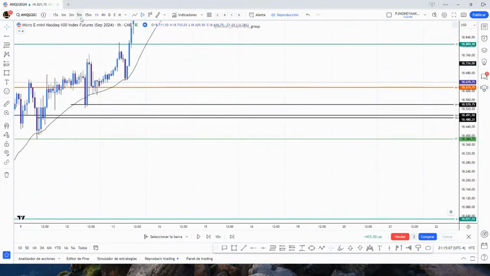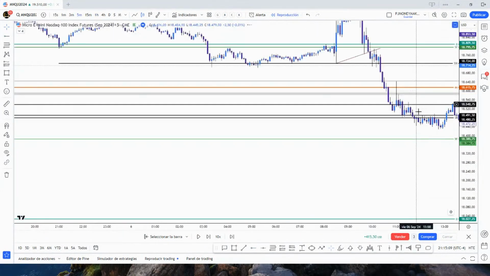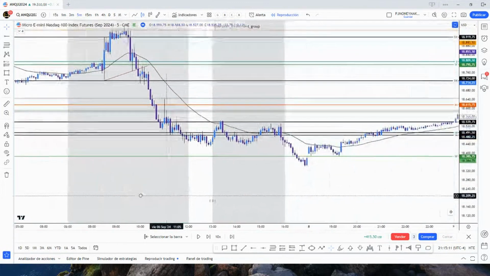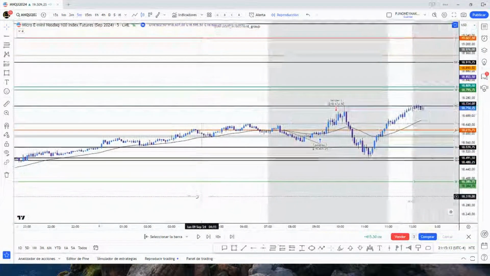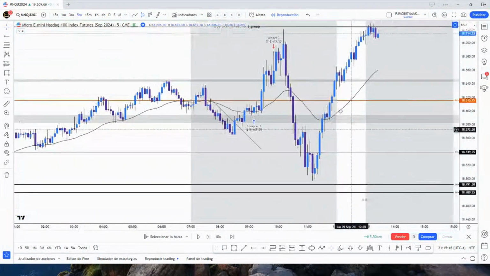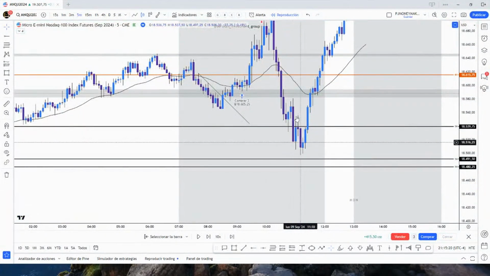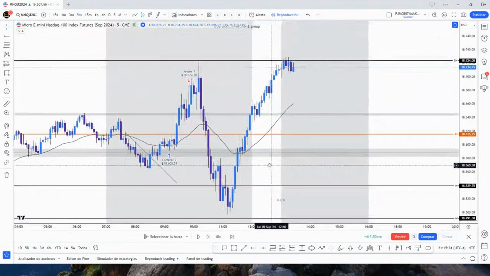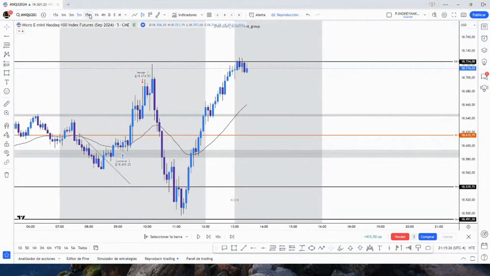Right there. So let's go to 5 minute. You want to see how everything is making sense right now. You see? The market shoots to here. From there, the market went up. Okay, so let's go to the next day.